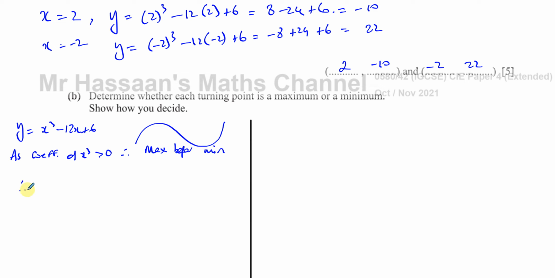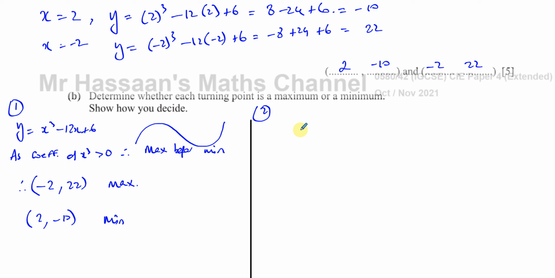So we can say that minus 2 and 22 must be a maximum, and 2 and minus 10 must be a minimum, because minus 2 comes before 2, if you go along here. Alternatively, that's one way of doing it, that's fine.